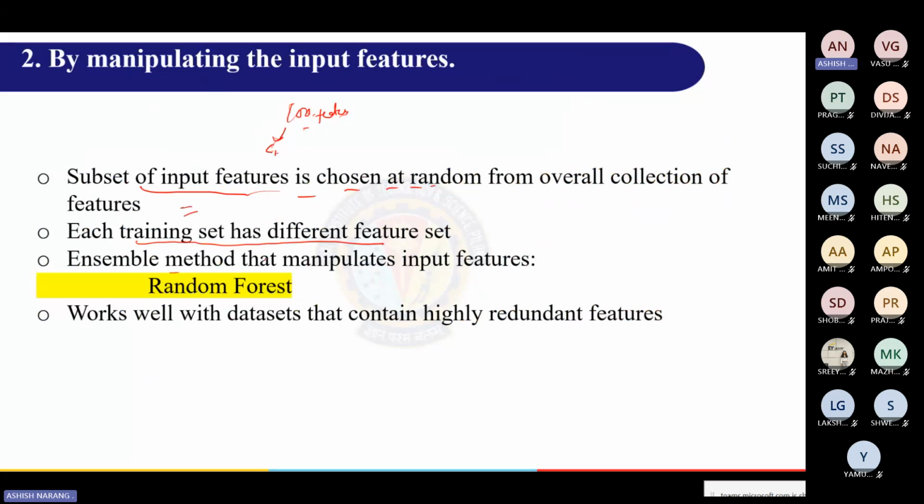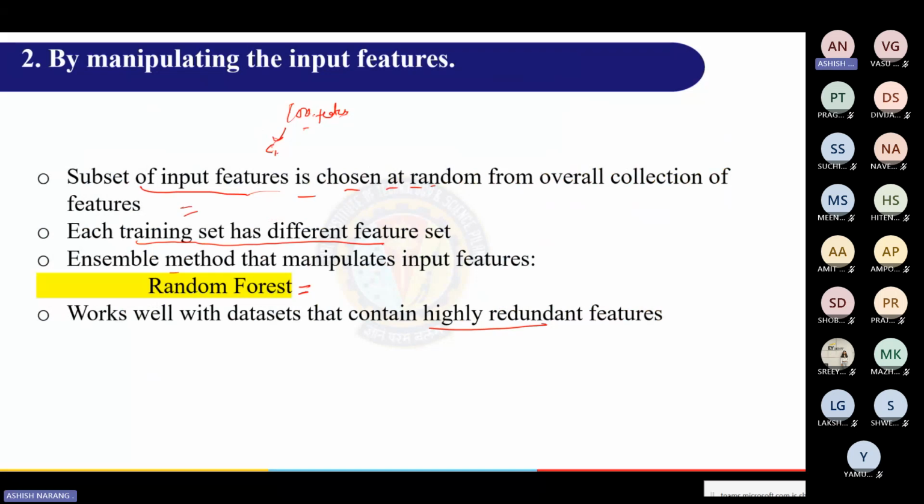An ensemble method that manipulates the input features is random forest. You must have heard of the random forest algorithm, right? So you are taking some attributes, not all the features, and building a classifier, and then another classifier, and then another, right? And this works well with a dataset that contains highly redundant features, some duplicate features here and there. So instead of horizontal partitioning, it is more of a vertical partitioning.